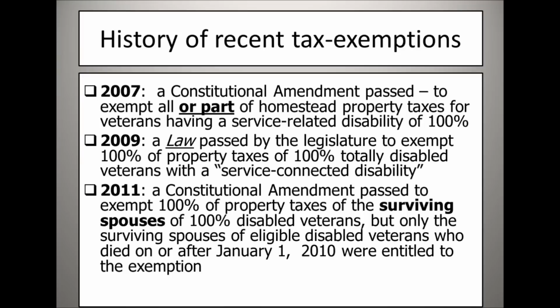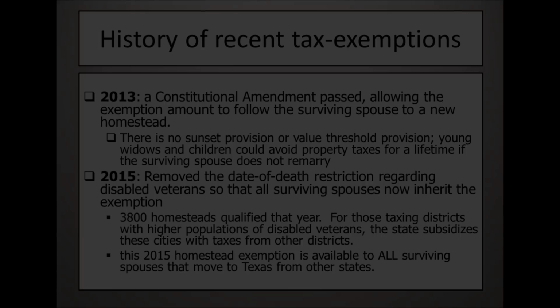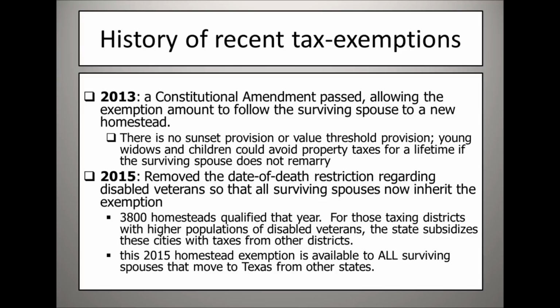But this exemption at the time only applied to the surviving spouses of eligible disabled veterans who died on or after January 1st of 2010. In 2013, another constitutional amendment passed allowing the exemption amount to follow the surviving spouse to a new homestead. And there is no sunset provision or value threshold for young widows and children. They could avoid property taxes for a lifetime if their surviving spouse does not remarry.